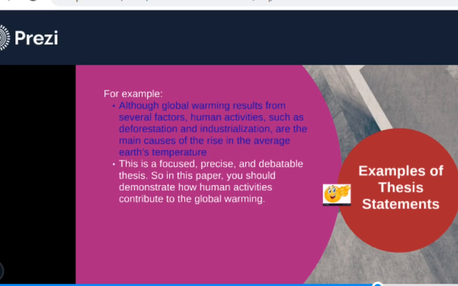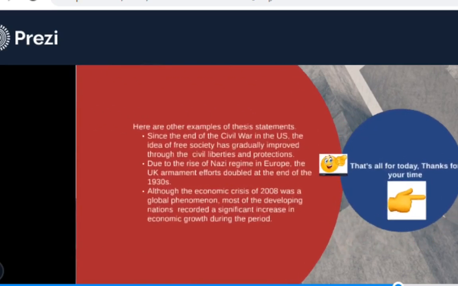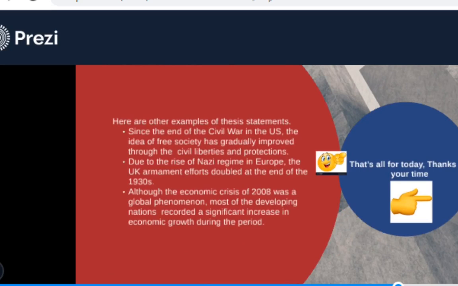Now, let's look at some other strong thesis statements. "Since the end of the civil war in the US, the idea of the free society has gradually improved through civil liberties and protection." Another one, "due to the rise of the Nazi regime in Europe, the UK armament efforts doubled at the end of the 1930s." Another one, "although the economic crisis of 2008 was a global phenomenon, most of the developing nations recorded a significant increase in economic growth during the period."